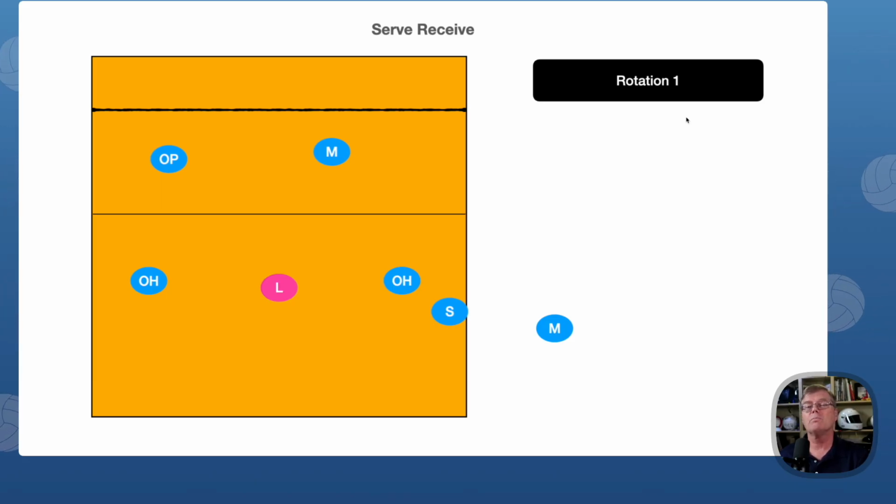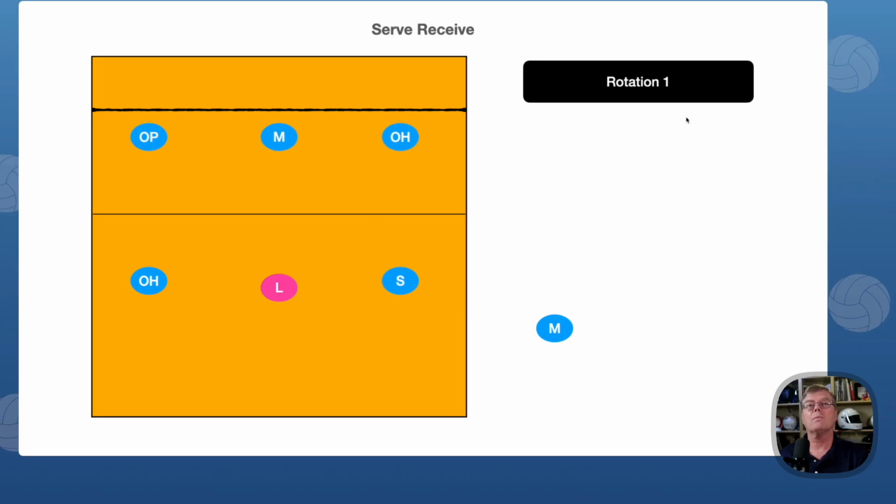We do this because most of the time, one of the roles an outside hitter has is to be a good passer. They need to be a good attacker and a good passer. So not every team does it this way, but a lot of teams do, and we're going to start with that. Now the setter is in a position where they are unlikely to take the first ball so they can go play. So that's a good way to start.